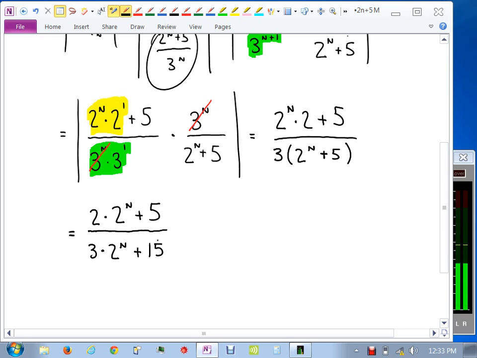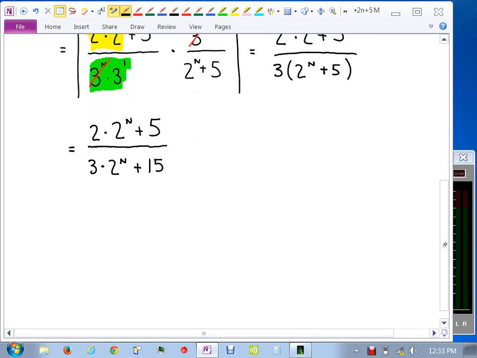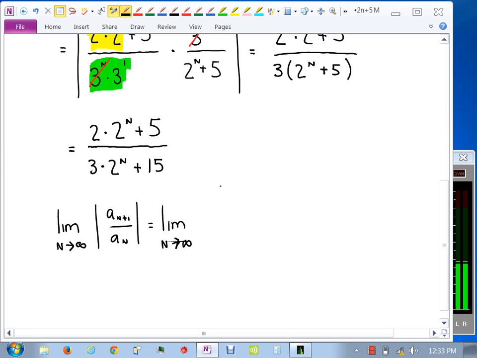Now I need to let n go to infinity on this. Right, so that's just the ratio. Now let's let n go to infinity. Limit as n goes to infinity of a sub n plus 1 over a sub n equals the limit as n goes to infinity of 2 times 2 to the n plus 5 over 3 times 2 to the n plus 15. You get infinity over infinity.